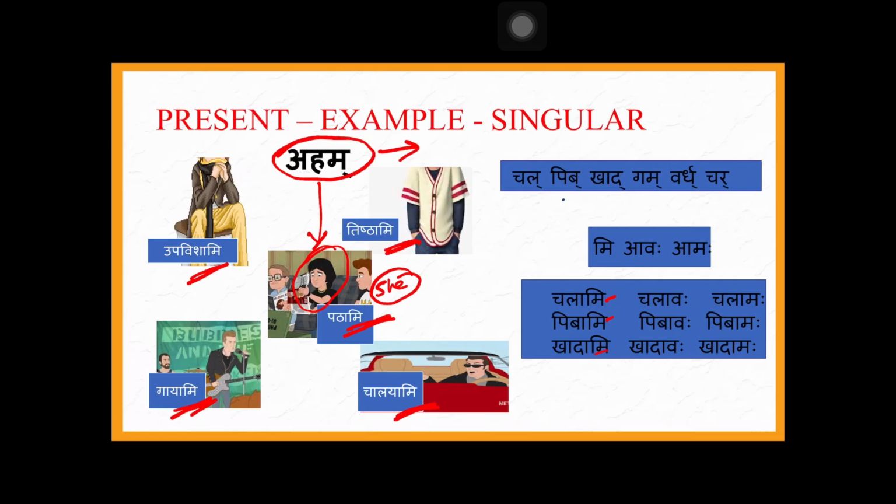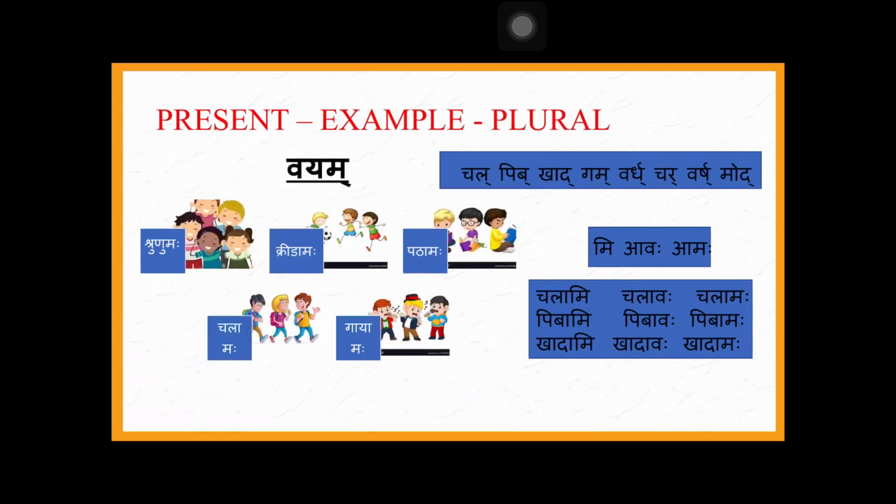Then when I use vayam, what will happen? Vayam chalamaha. We'll see that next. Okay, here it is, vayam. See, vayam shrunumaha, vayam kridamaha, vayam pathamaha, vayam chalamaha, vayam gayamaha, right? See, all of them: maha, amaha, right? Here also pathamaha, amaha, right?